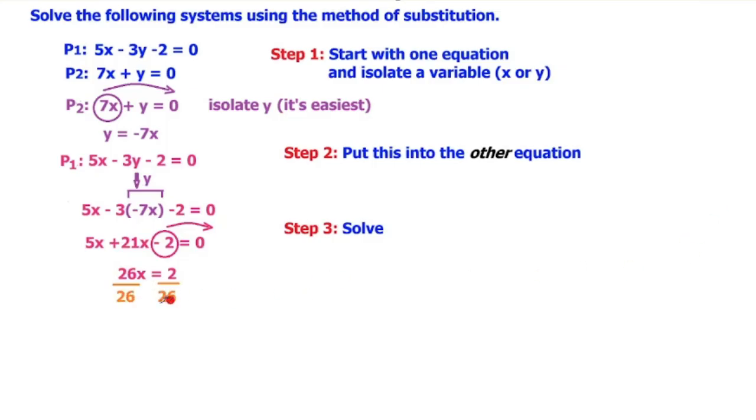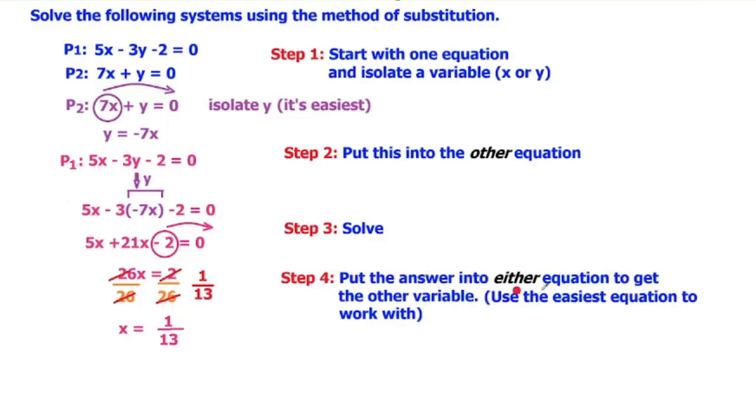Now we divide both sides by 26, so we can get x on its own. So x becomes 1 over 13. Okay, we've solved for x, so we know what x is. Now we put the answer into either equation to get the other variable, and we use the easiest equation to work with. The easiest one is y equals negative 7x. All we have to do is put in x equals 1 over 13 for x to get y. So y equals negative 7 over 13.